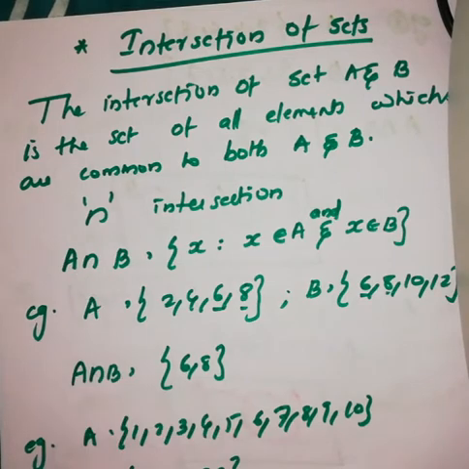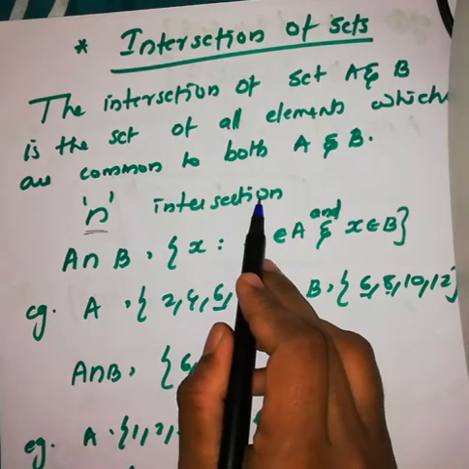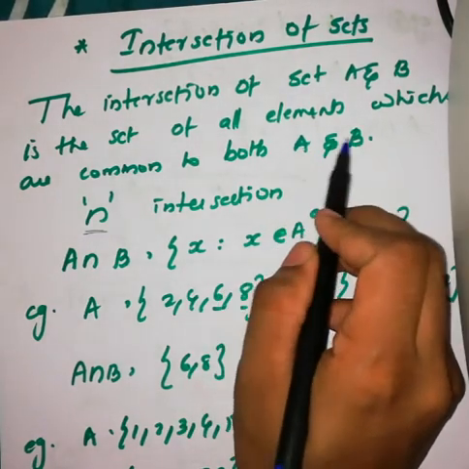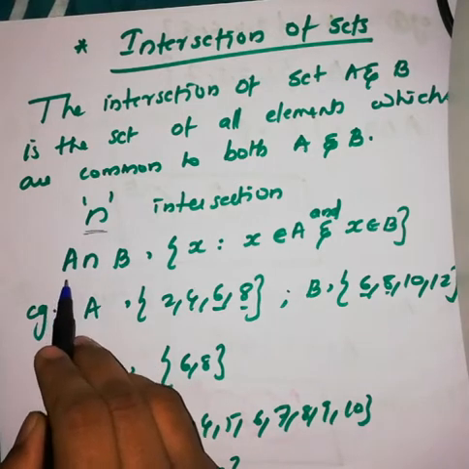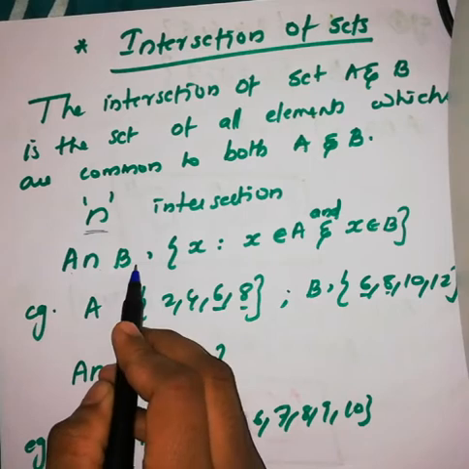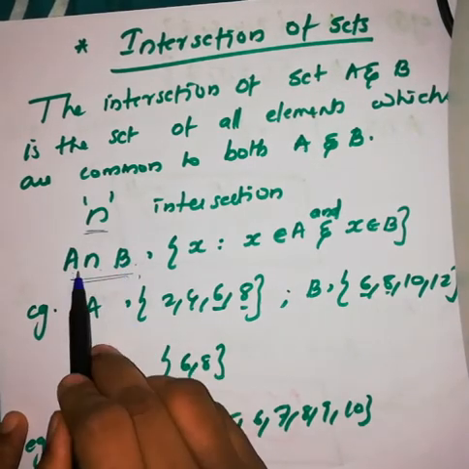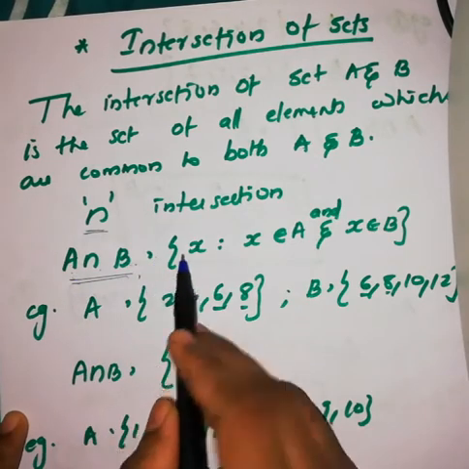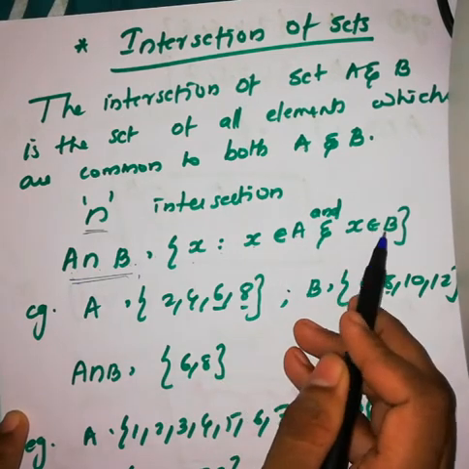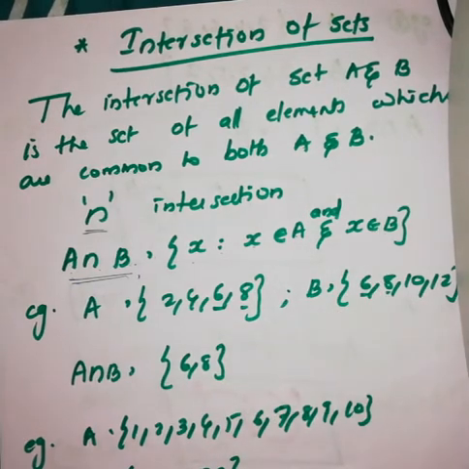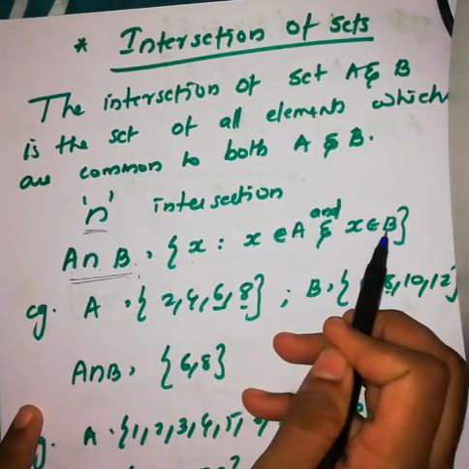The intersection is denoted by this notation and is read as intersection. When we have two sets A and B and take the intersection operation, we write it as A intersection B. What is the definition of A intersection B? A intersection B is equal to, in set builder form, all elements X such that X belongs to A and X belongs to B. That means in the intersection operation, the set consists of the elements common to both A and B.